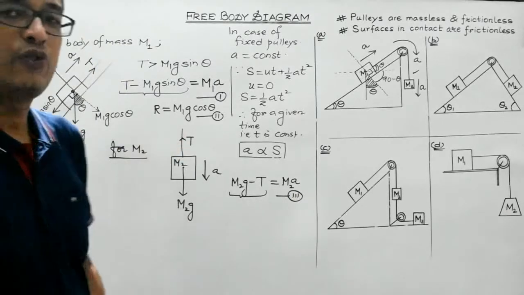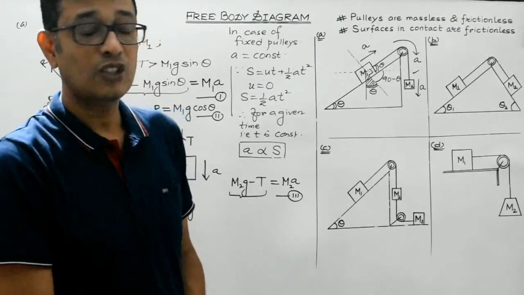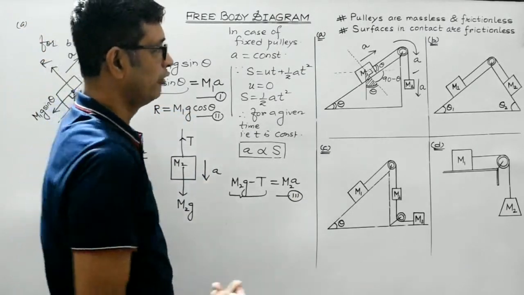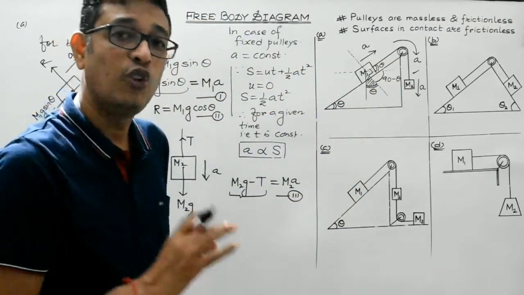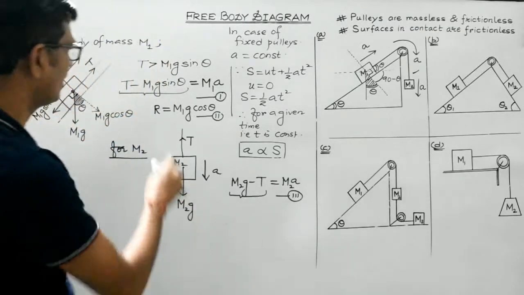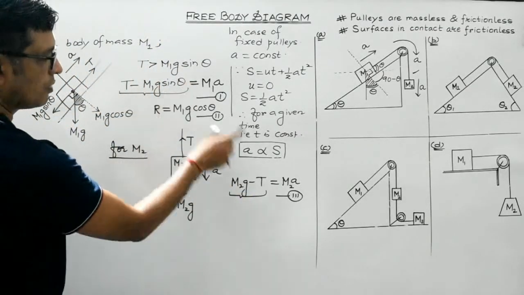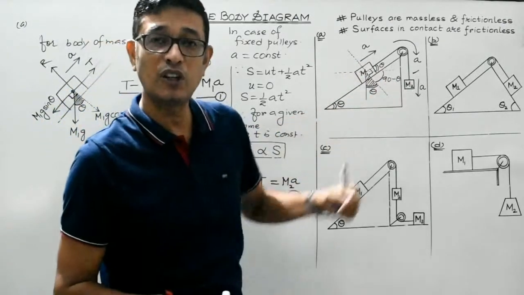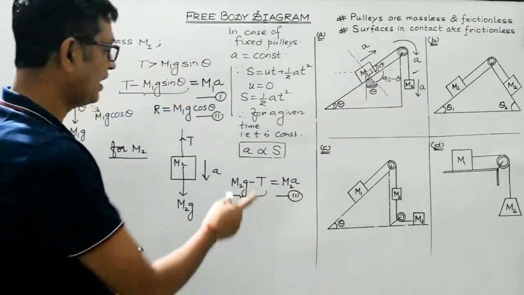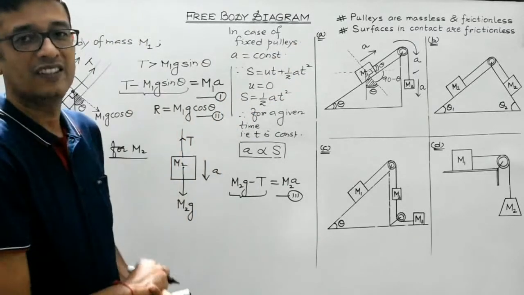So this is how the equations can be constructed. Now students, in actual numericals, you will be given the value of m1 and m2. Theta would be given. So knowing the value of m1, m2 and theta, and by using equation number 1 and 3, we can easily get the value of acceleration of each of these two bodies, as well as the value of the tension in this string.